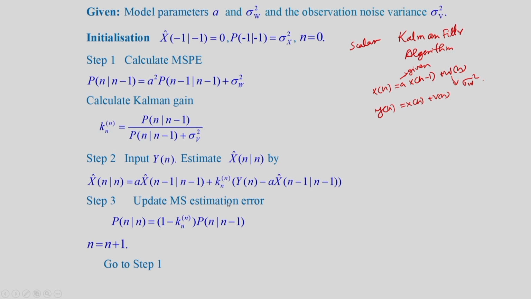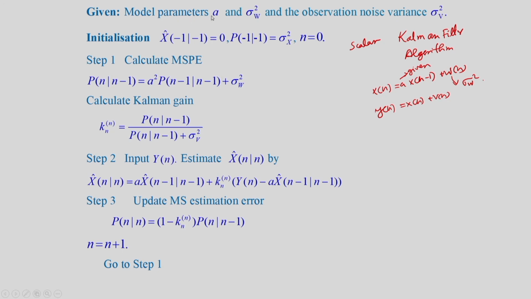Now, we will update the MS estimation error, that is P of n given n, which is equal to 1 minus k n, that is Kalman gain, into P of n given n minus 1, the mean square prediction error, because this value is found out here, and that will be used to update the mean square error. Then we will have n is equal to n plus 1 and we will go to this step. We will again calculate the mean square prediction error using this relationship. In that way this Kalman filter will go on.